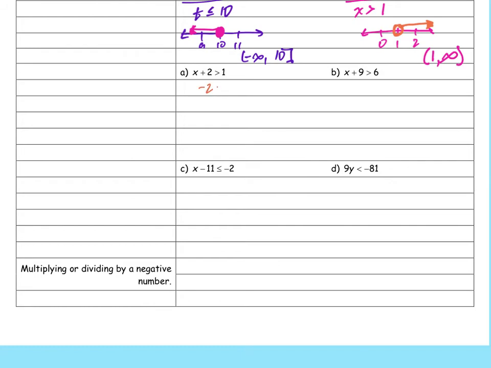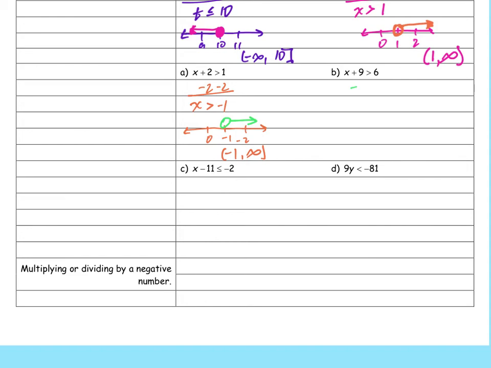So subtract 2 from both sides, and I've got x is greater than negative 1. So here's my number line. 0, negative 2. And it's an open dot at negative 1 and greater than negative 1. So I've got from negative 1 to infinity, both parentheses.